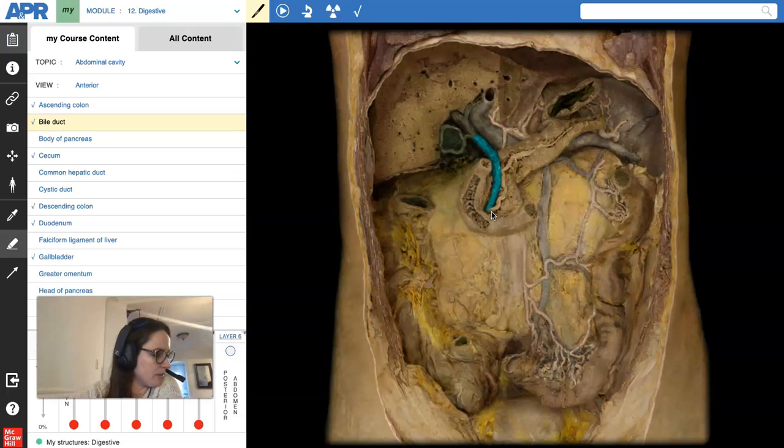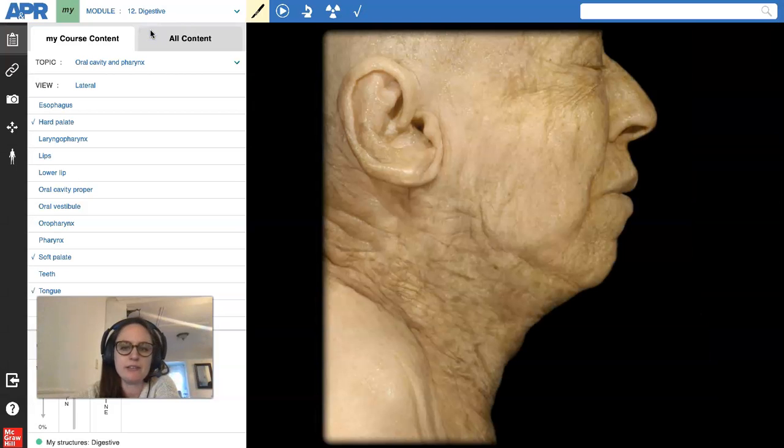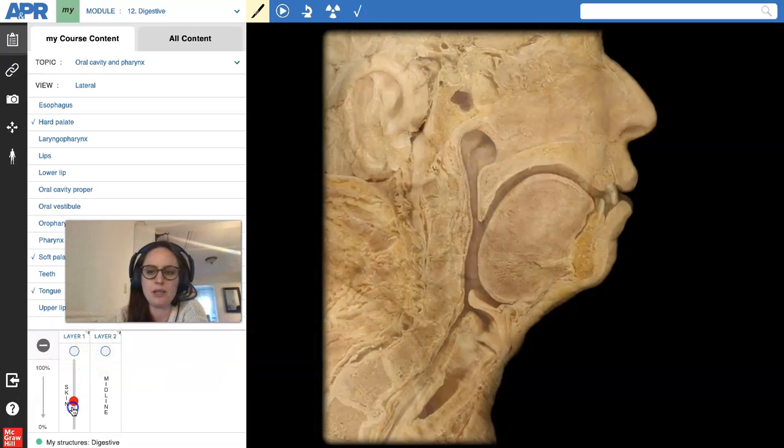Okay, pancreas, spleen, stomach, tongue. So we've looked at most of the things we can see from this view. Let's look at oral cavity and pharynx. Yeah, this lateral view is pretty helpful.